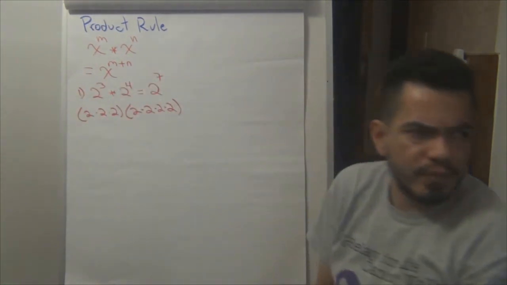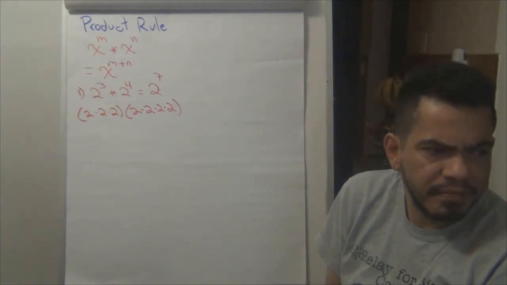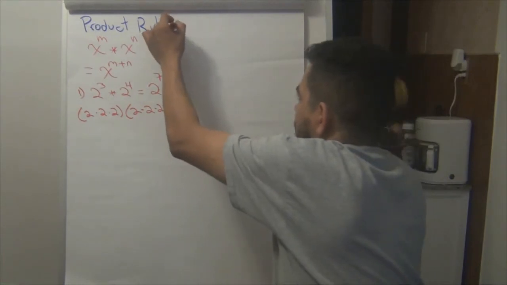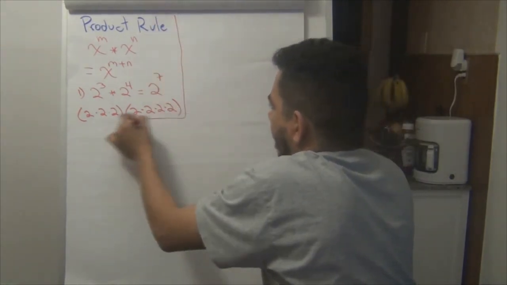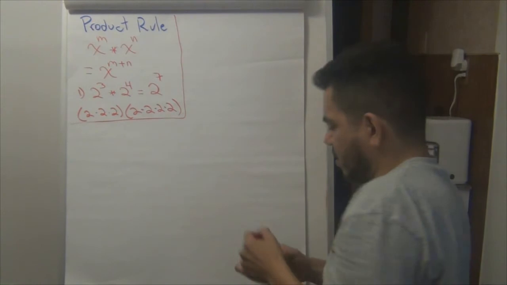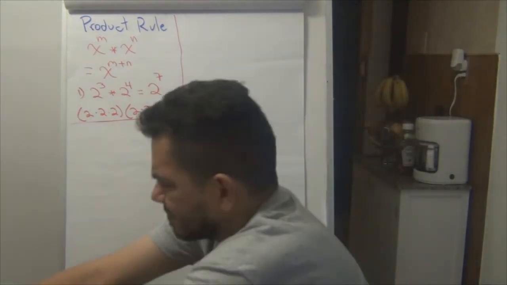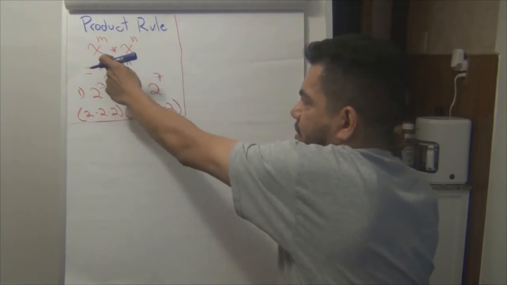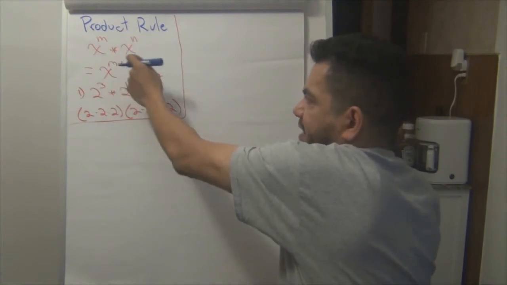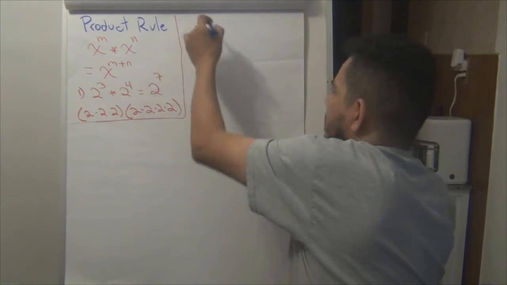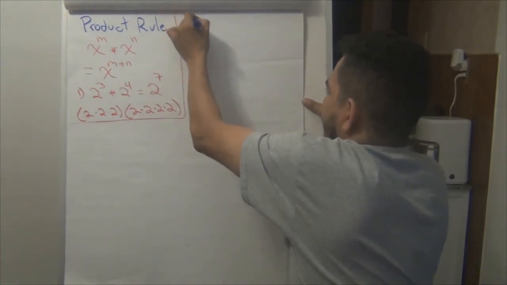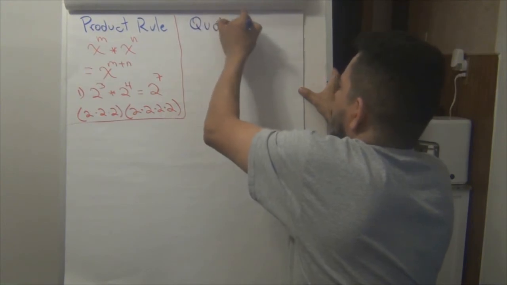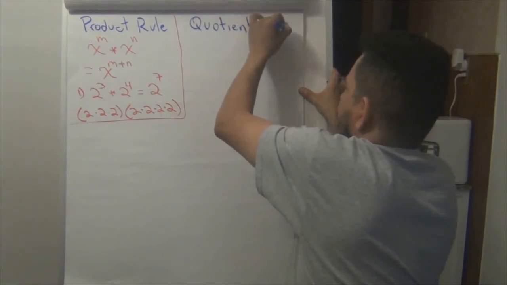Okay, do we have another example? No. Alright, so enough with this. Now let's have the quotient rule. Oh, by the way, in other words, when you multiply powers of the same base, you add the exponents and you keep the base. So now the quotient rule, or the quotient law, whichever you want to call it.